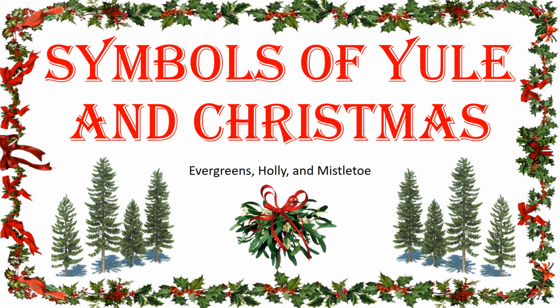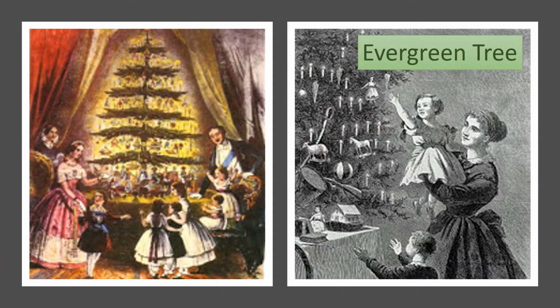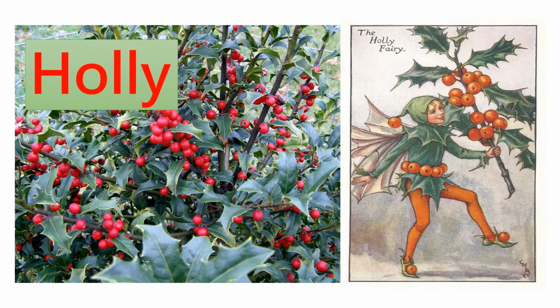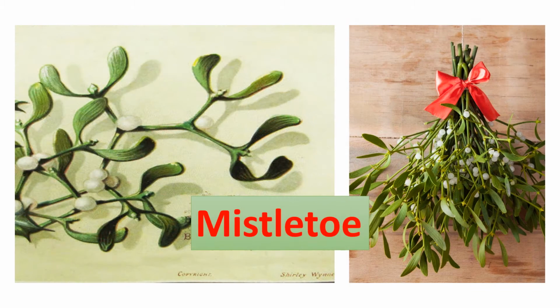We're talking about evergreens, evergreen trees, holly, and mistletoe today. So, let's start with the evergreen tree. As you see, it is often used at Christmas celebrations and has been used for a long time. Holly is another one that's very popular. It's got those spiky leaves and red berries. And last is mistletoe. It grows in clumps and has these white berries.